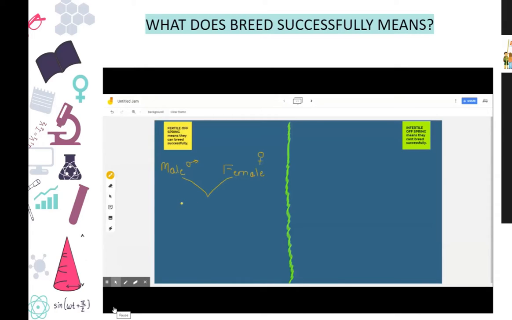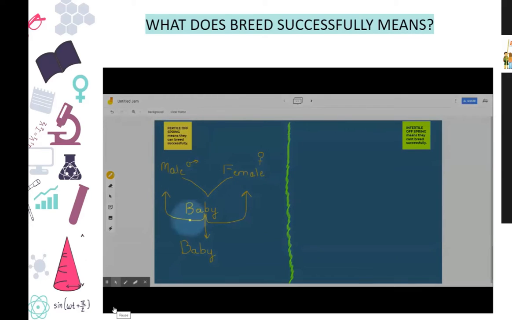Now, male and female, when they come together, they will produce a baby, or an offspring. So a baby is going to be produced. Now, this baby could be male or this baby could be female, isn't it? Do you all agree? Excellent. Now, if this baby can also produce a baby, remember, if they can produce a baby, then this is called a fertile offspring. So fertile offspring means that if this baby can produce a baby, it is a fertile offspring.